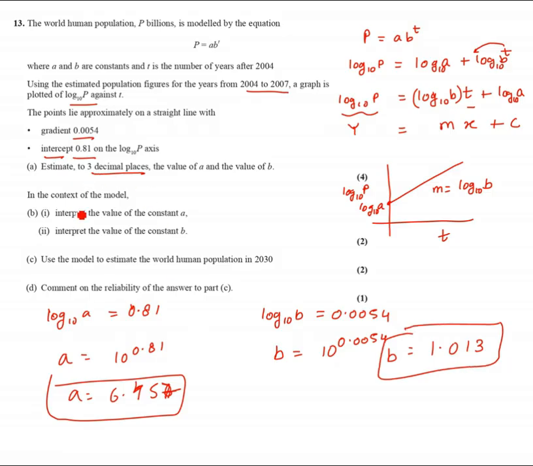Okay. Now, in the context of the model, interpret the value of the constant a and interpret the value of the constant b. So when t is 0, p equals ab to the power 0, which is just a. So that means a is the population in the beginning. So a represents the initial population, or the population in the year 2004.